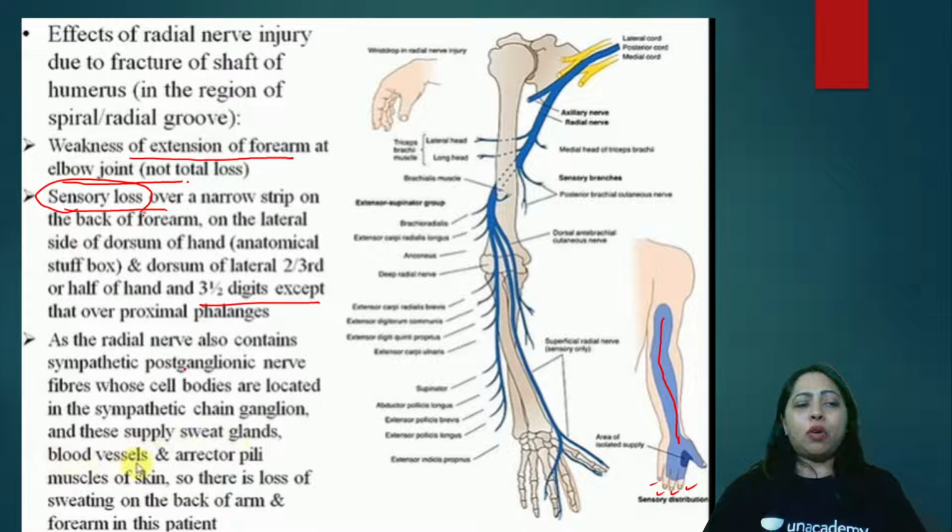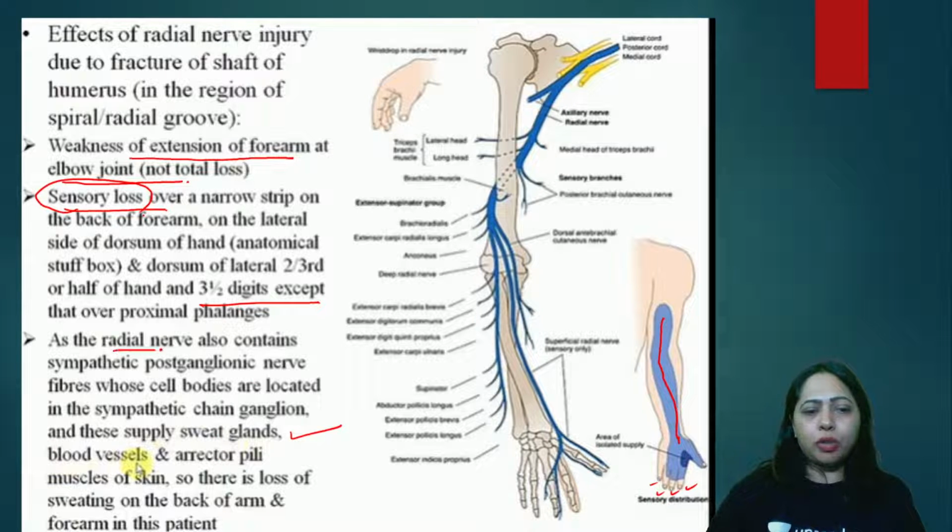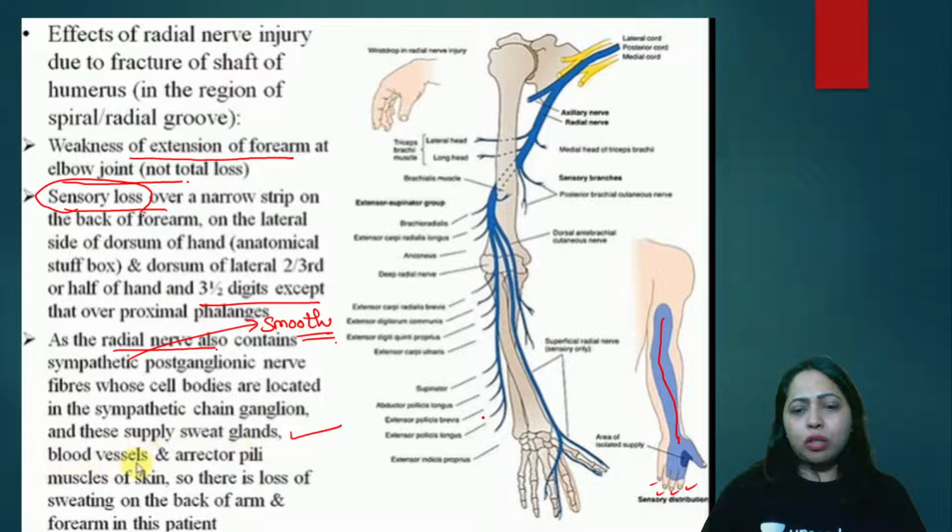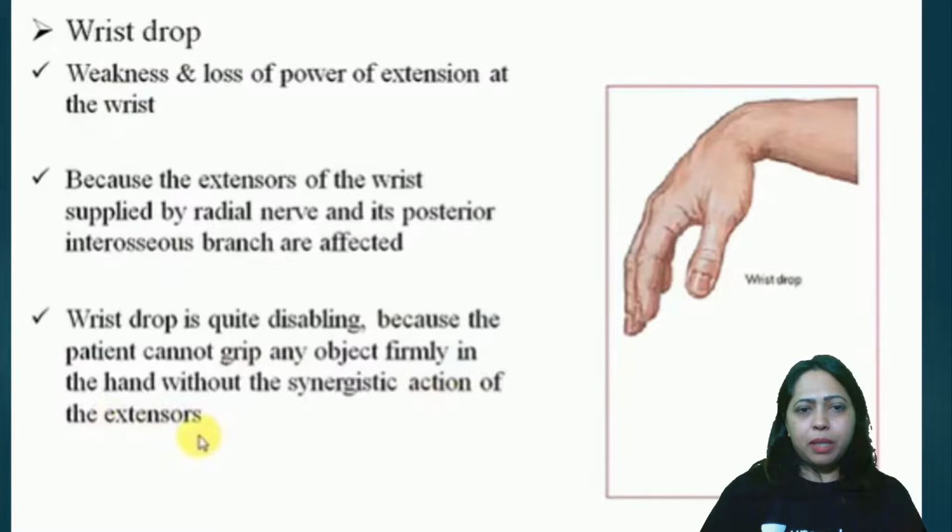Then, as the nerve also contains sympathetic postganglionic nerve fibers, which are all located in the sympathetic chain, these supply the sweat glands. So here there is also loss of sweating in this region because of that reason. So the cutaneous nerve also has sympathetic postganglionic fibers. Always remember sympathetic supply is for the smooth muscles. Smooth muscles are also part of the sweat glands. That's the reason there is loss of sweating in that region.